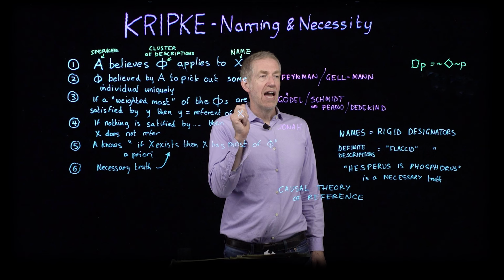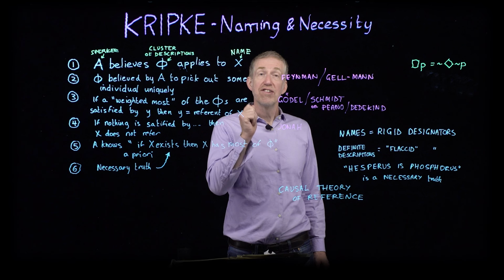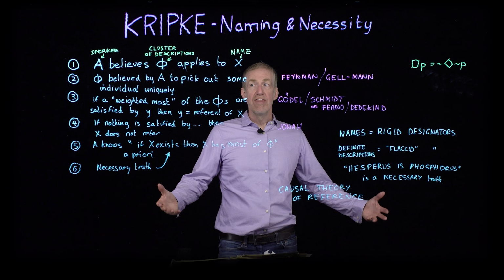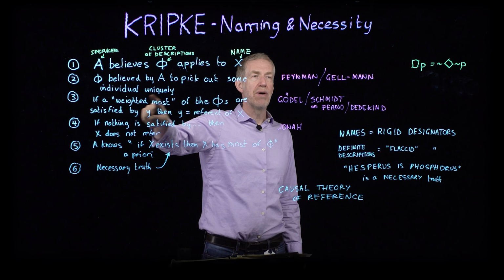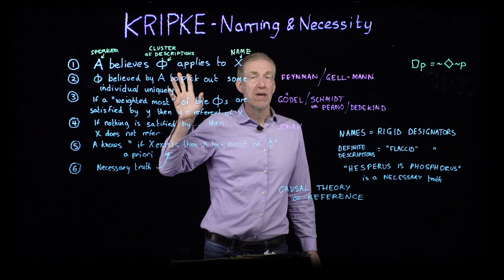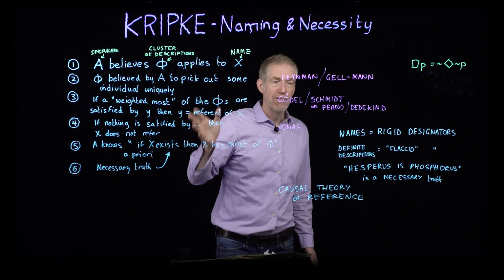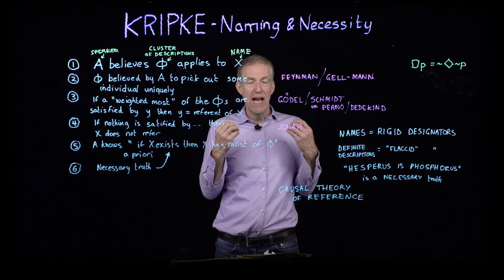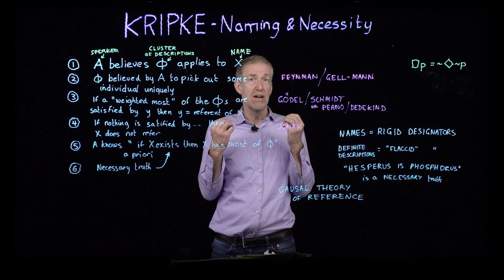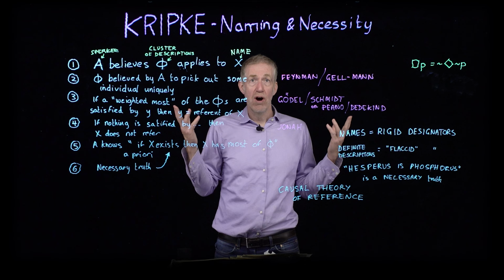a regular person who says something about Cicero successfully picks out Cicero with that utterance. This is impossible if this thesis is right. It would be impossible for somebody who only knew that Cicero was a Roman orator to refer to him, because according to this thesis, reference is something you achieve by having a set of definite descriptions that is only true of one individual. Roman orator just doesn't do it. And his great example is Feynman.